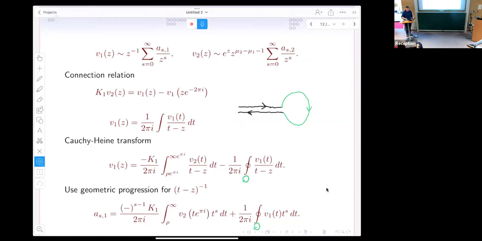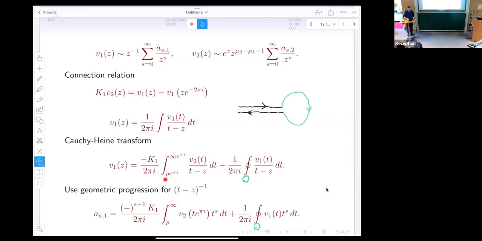And for the black curve here, they go in opposite directions, and they are actually on different Riemann sheets, and there you can plug in this connection relation. So this is V1 at z, and this is V1 at z times e to the power minus 2 pi i. So you plug that in, then the black integral becomes just this part here, this part of the Cauchy integral, and the green one we just keep. We don't do anything with that one because it's not important.